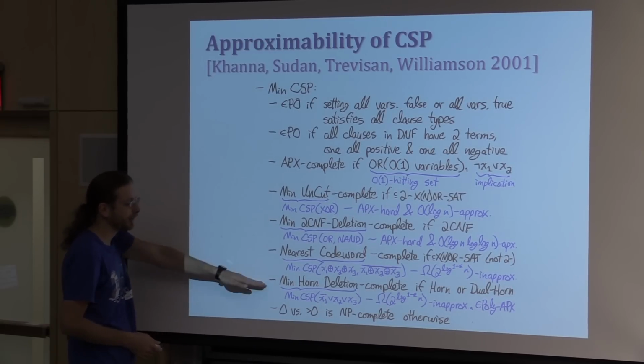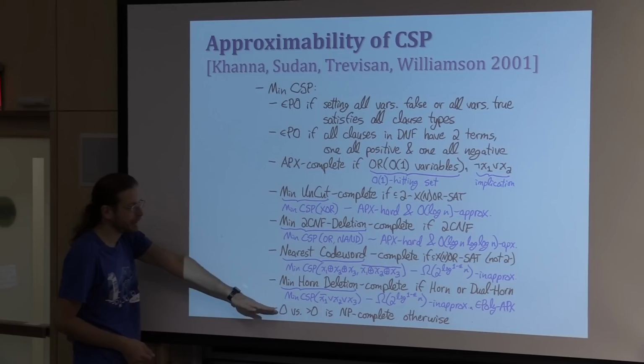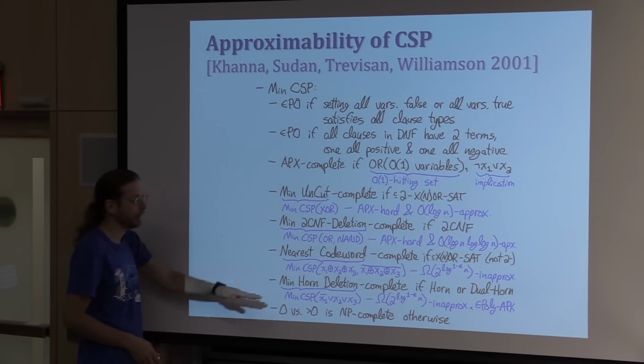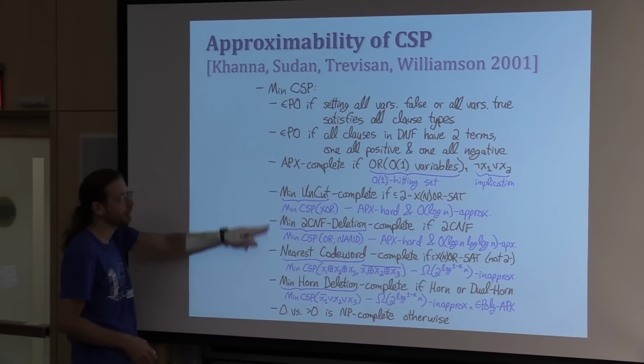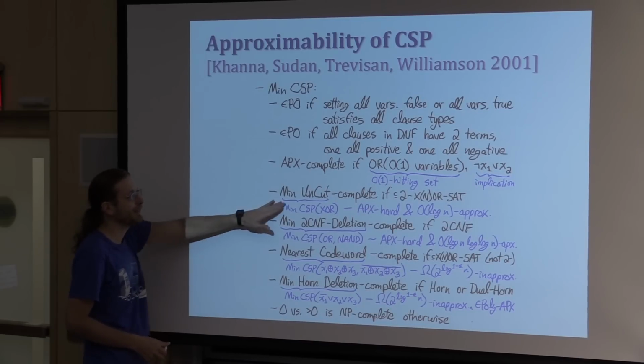So there are these special cases. Other than these, getting any approximation factor less than infinity would require you to distinguish between OPT being 0 and OPT being greater than 0, and that's NP-complete, unless you have these. So there are some special cases like min uncut.